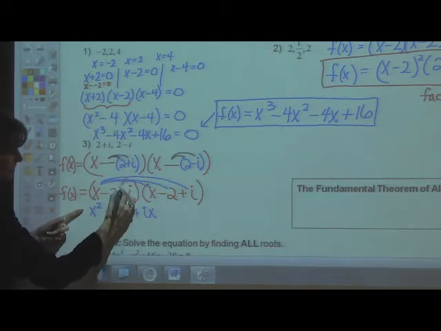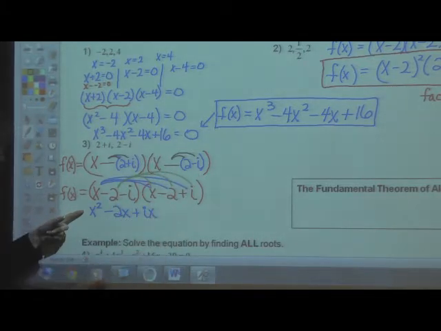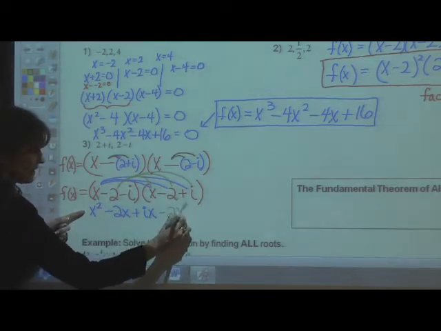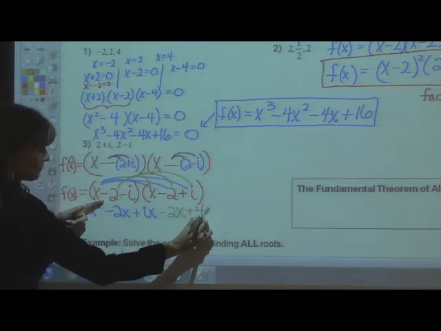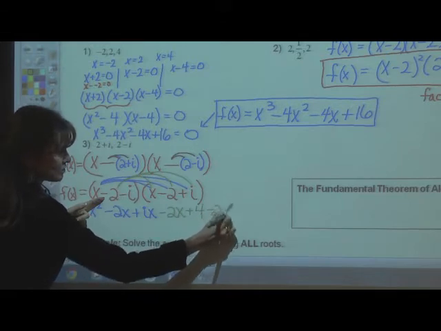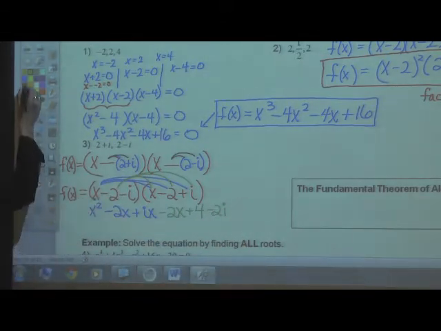And the green color is going to allow me to multiply the middle number with each of the three listed here. So a negative 2 times x is a negative 2x. A negative times a negative is a positive 4. And a negative 2 times an i is a negative 2i. Those are the numbers that came from the second term.